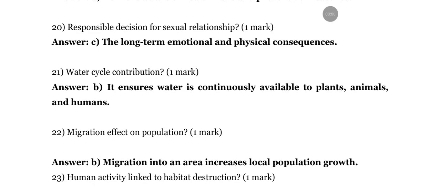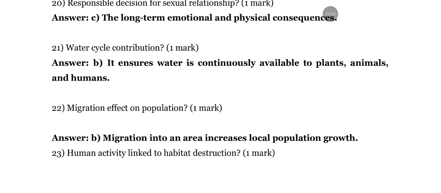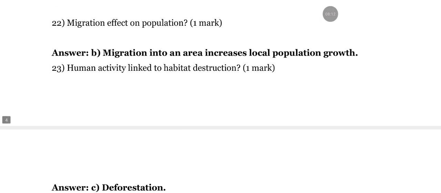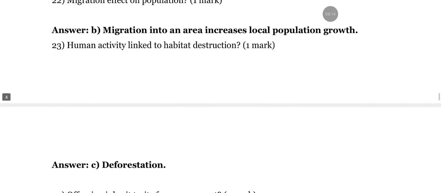You have been asked about water cycle contribution. The water cycle ensures water is continuously available to plants, animals, and humans. We have been asked about migration effects on population. Migration to an area increases local population growth.